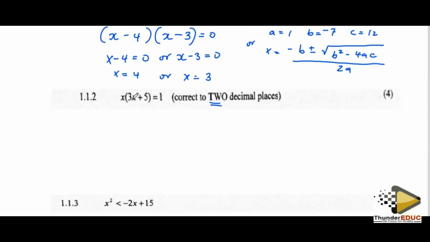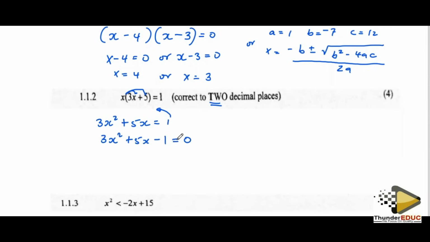Okay, so what I'm going to do, I'll start by opening up this and create a standard form of this equation. So that's going to be 3x squared, and then x and 5 is going to give me 5x is equal to 1. Then I can transpose this one to the left. So that is 3x squared plus 5x minus 1 is equal to 0.